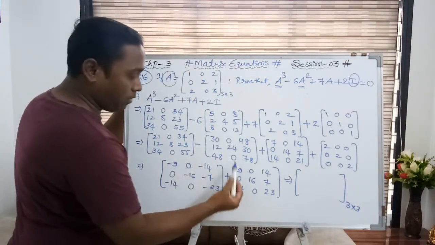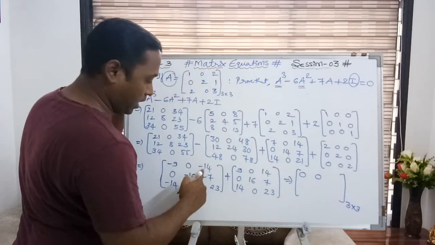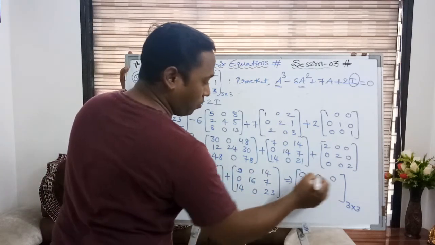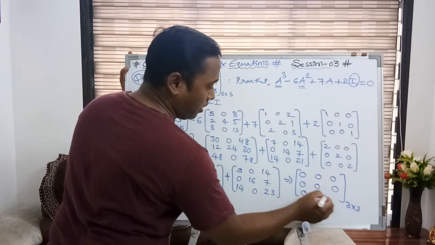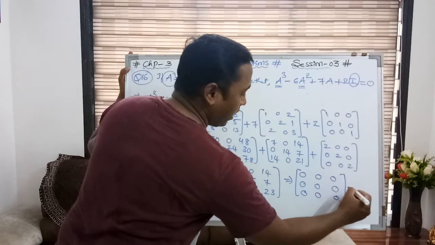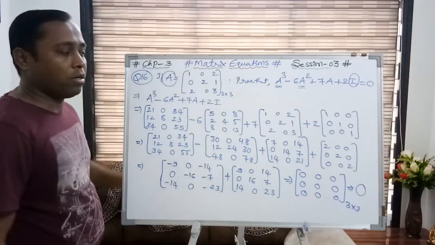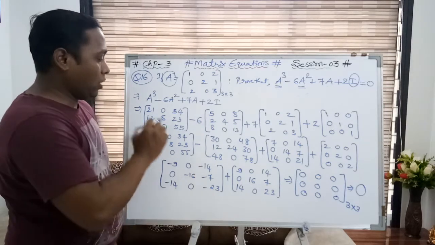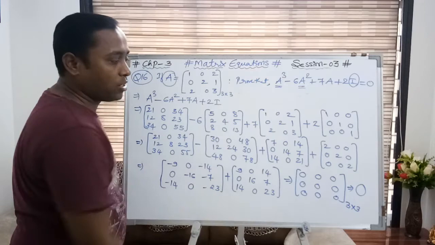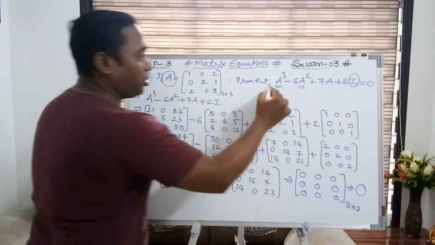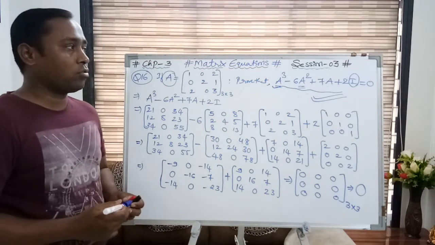So minus 9 plus 9, 0. Minus 14 plus 14, 0. So every element in the result becomes 0. Hence I can say it is a 0 matrix of order 3 by 3. So I took the left hand side portion and solved it to get the RHS. Hence this equation is verified. So this question is done.